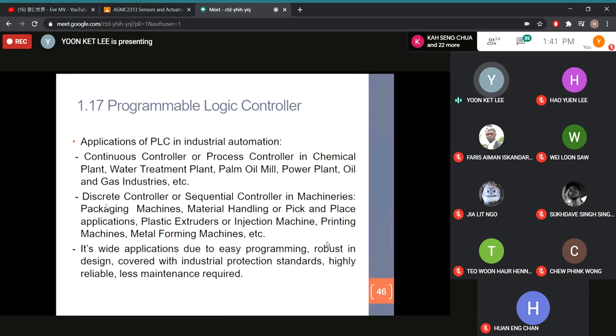So the PLC actually is very well known in industrial automation. So this one is a continuous controller or process controller in a chemical plant, for example. They can work in the chemical plant, water treatment, palm oil, power, gas. If you work with a discrete controller or sequential controller, then it will be machineries, for example, the packaging machine, material handling, pick and place applications, plastic extruder, injection machines, and all.